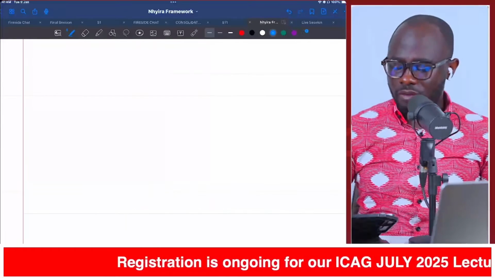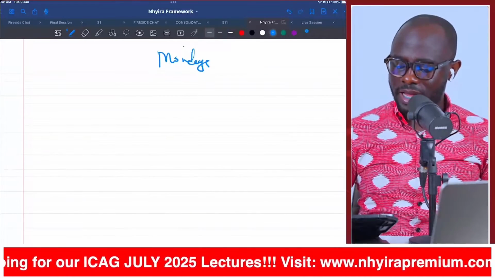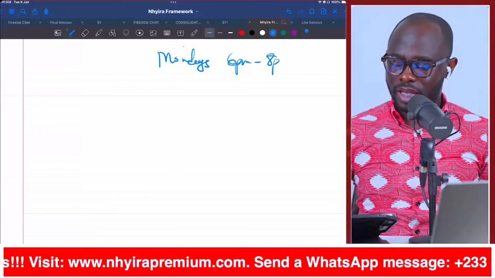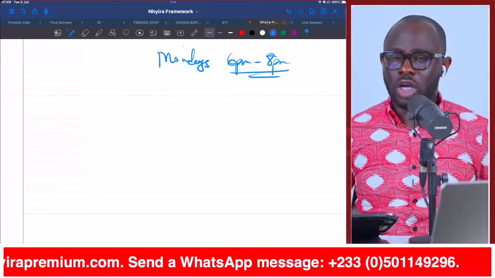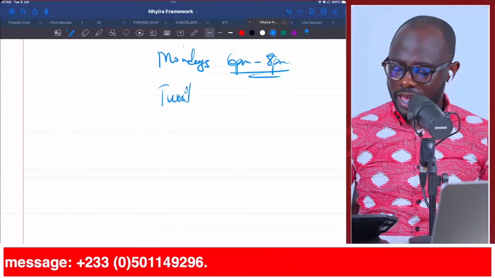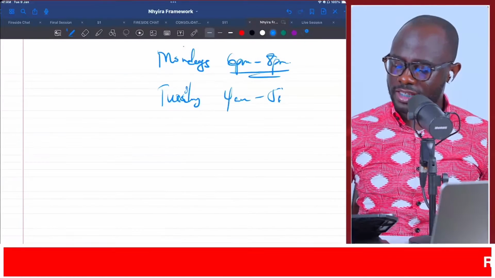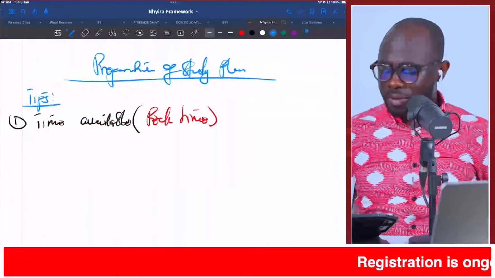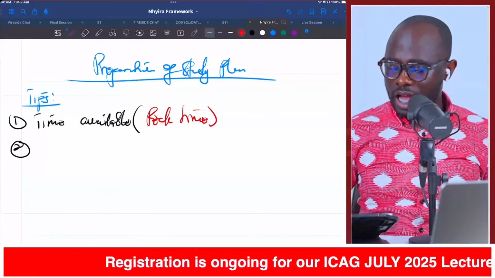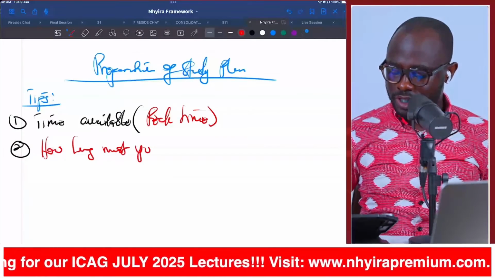So if it is Monday, maybe you have 6 p.m. to 8 p.m. That's your peak time. Or maybe you have Tuesdays and you have 4 a.m. to 5:30 a.m. It depends, but you have to identify your time. Number 2, how long can you study? Or how long must you study?